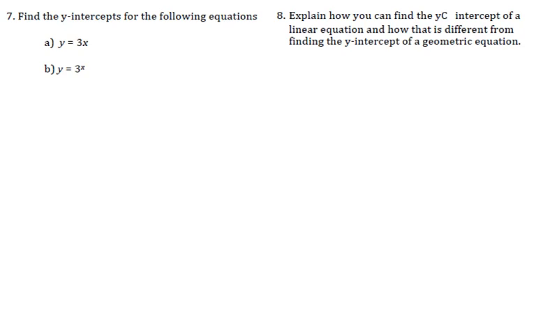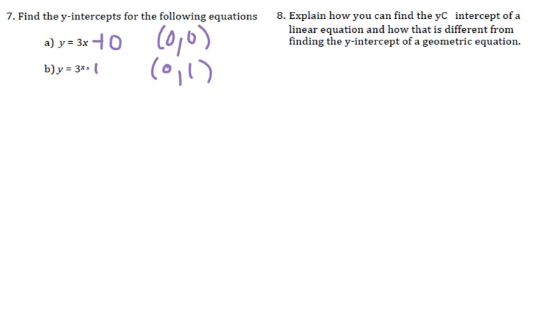Alright, now number 7, find the y-intercept for the following equations. Well, 3 to the x plus 0, so its y-intercept would be 0, 0. 3 to the x, that'd be like times 1, so it would be 0, 1.